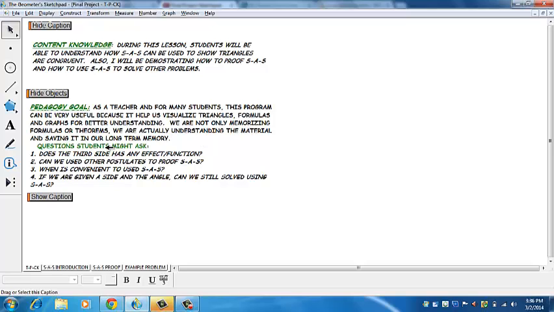Now, some students might have some questions, such as: does the third side have any effect? Can we use other postulates to prove SAS? When is it convenient to use SAS? And if we are given a side and an angle, can we still solve the problem using SAS?